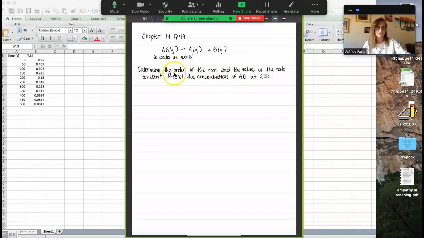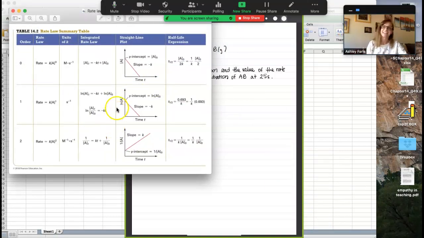The first part of this problem is to determine the order. And we learned in this chapter, we can do this by plotting data. Remember that we studied zero, first, and second order kinetics in great detail. If we pull up our handy dandy rate law summary table, we can see that if we plot the correct y versus x and get a straight line, then that will help us determine the order of the reaction.